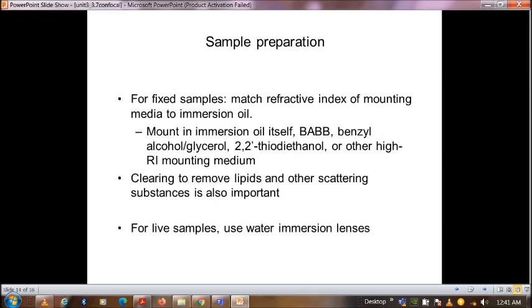So we have to consider sample preparation here. For fixed samples, match the refractive index of the mounting media to the immersion oil. Mounting may itself use benzyl alcohol or some other chemicals. Nowadays so many chemicals have come. Clearing to remove lipids and other scattering substances is also important. For live samples, we have to use water immersion lenses.